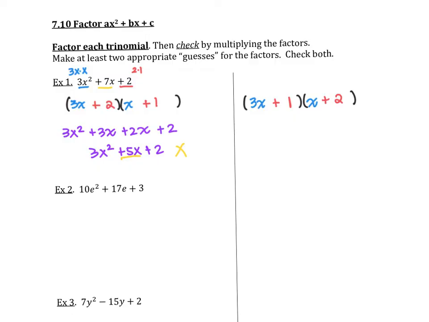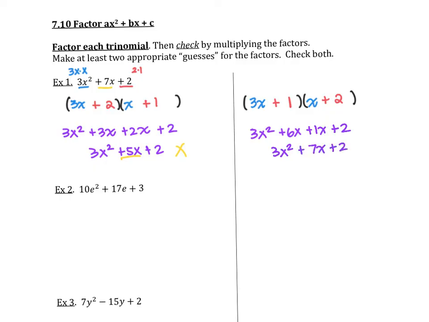Let me multiply out the next one. Hopefully that's the correct factors. If it's not, I might have to make a third guess. If I distribute, 3x times x is 3x to the second. 3x times 2 is 6x, plus 1x, plus 1 times 2 is 2. Let me combine my like terms. 6x plus 1x is 7x.